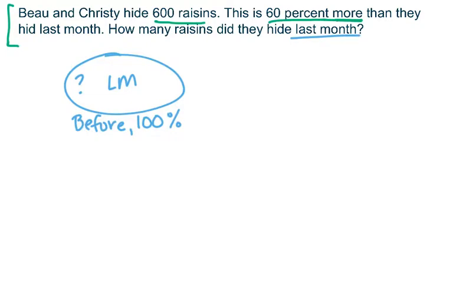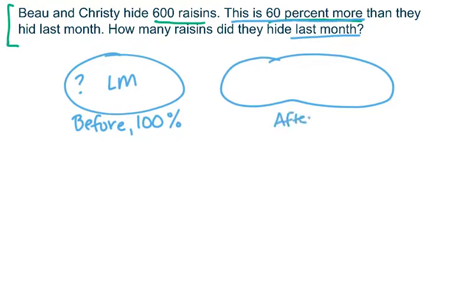But now, again, they're telling us that what they hid this month is 60% more than they hid. So the next oval I draw needs to stay larger than the original oval, because we're hiding more this month than last month. So this is the after. And they're telling us there were 600 raisins, and that's representing 60% more than last month.